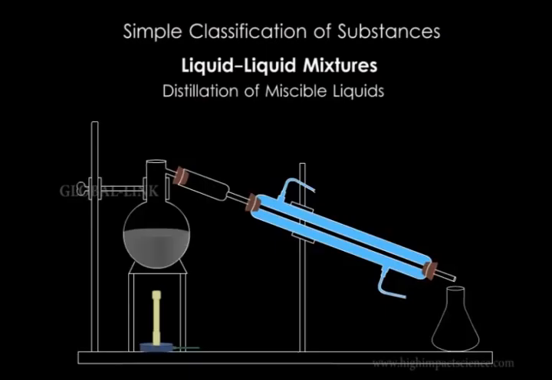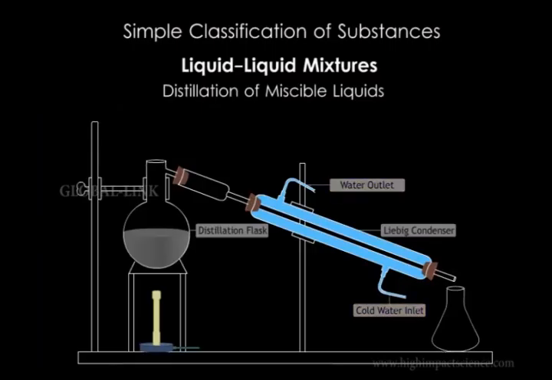Miscible liquids can also be separated by distillation, provided they have a huge difference in their boiling points. For example, a mixture of water and acetone. The mixture is placed in a distillation flask. The neck tube is attached to a Liebig condenser, which is a long glass tube within a glass jacket with an inlet and an outlet for water. The mouth of the flask is fitted with a one-holed rubber cork through which a thermometer is introduced.